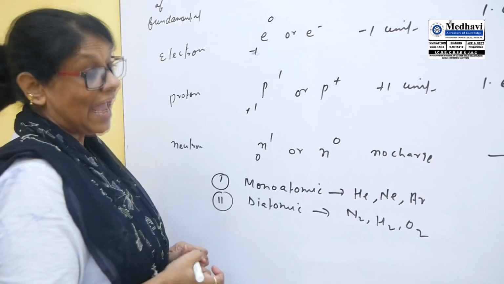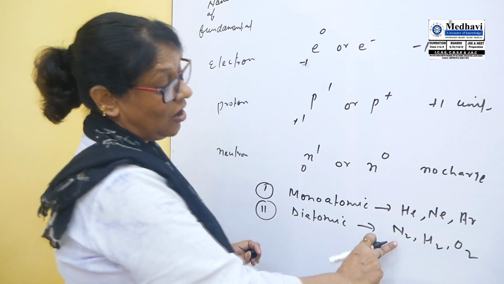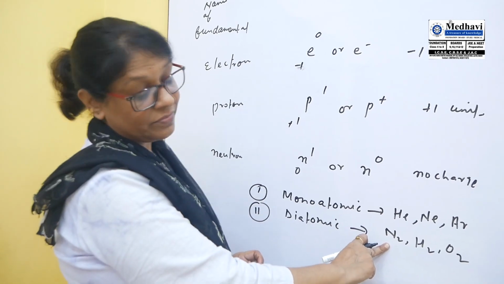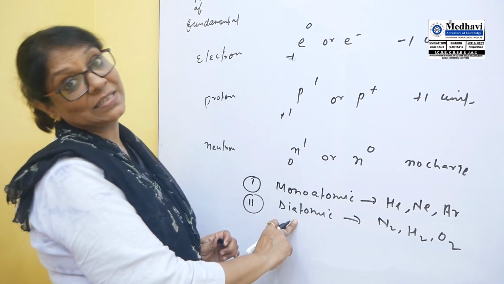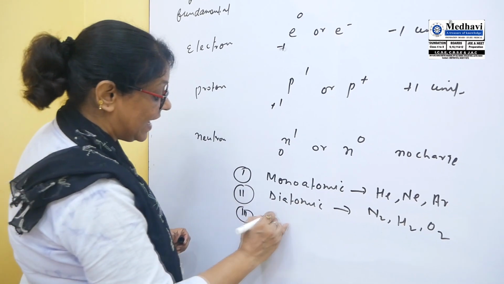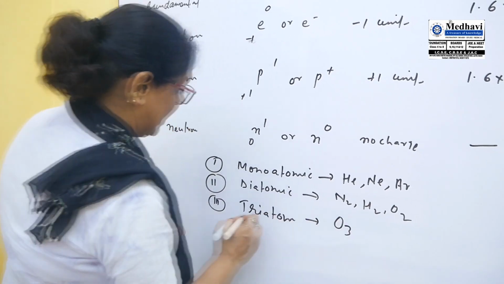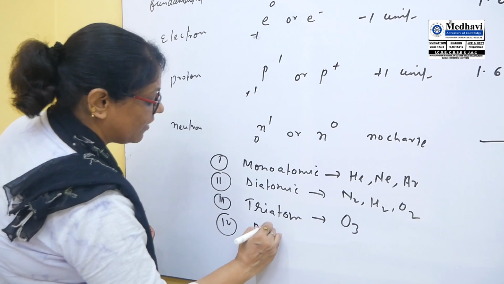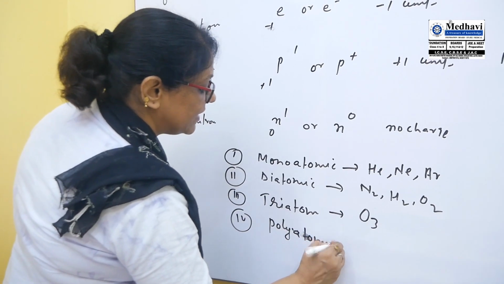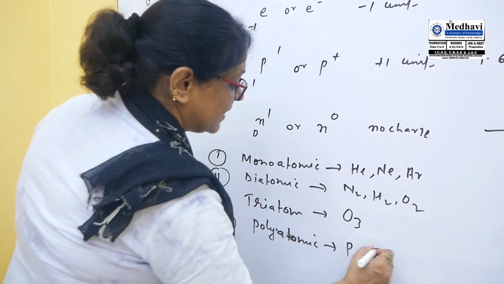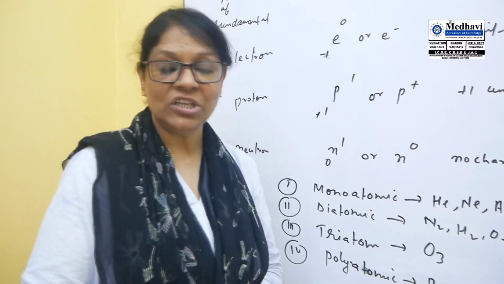So we can say that N is not possible. Nitrogen N is not present in nature. It is always present in the form of N2. Oxygen is always present in molecular form, and its molecular form is the diatomic form. Third is triatomic, that is O3. And the last one is polyatomic, very, very important part. Polyatomic, and this polyatomic example is P4, S8. So in this way we can explain the atomicity of an atom.